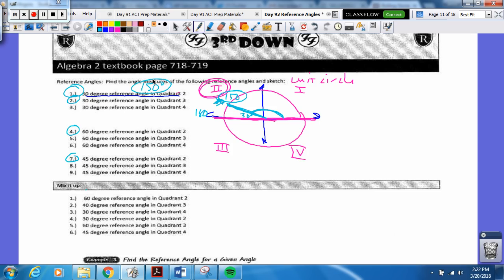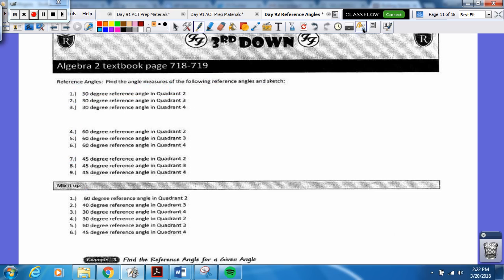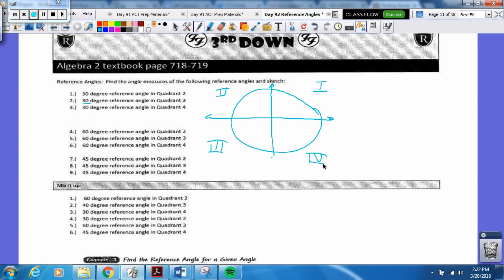Let's try number 2. Okay, number 2. All right, 30-degree reference angle in quadrant 3. So I'm going to draw my coordinate plane, then my unit circle. 1, 2, 3, 4 quadrants. Now the reference angle is here, about the x-axis. So this is 30 degrees. That's what I'm looking at.